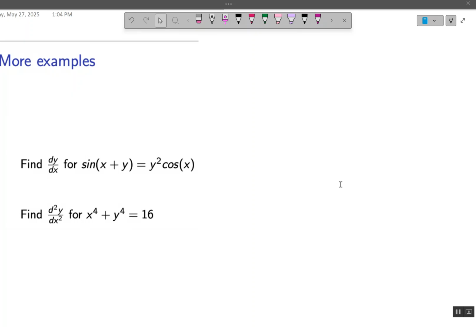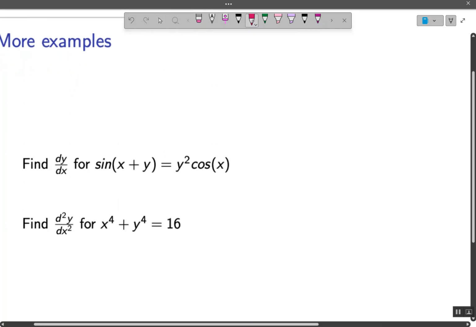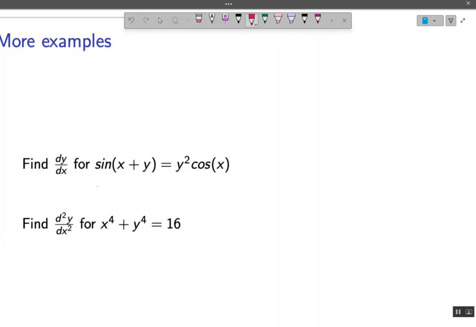More implicit differentiation practice. Okay, so we will take the derivative of both sides to begin with. So the derivative of this is going to be cosine of x plus y times the derivative of the inside. The derivative of the inside is going to be 1. The derivative of x is 1 plus y prime.